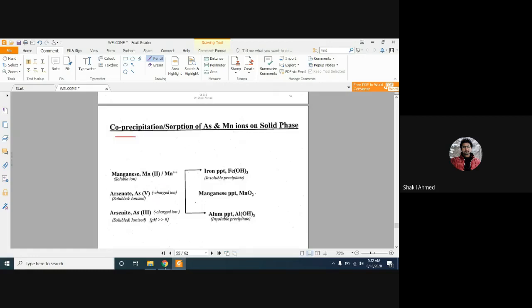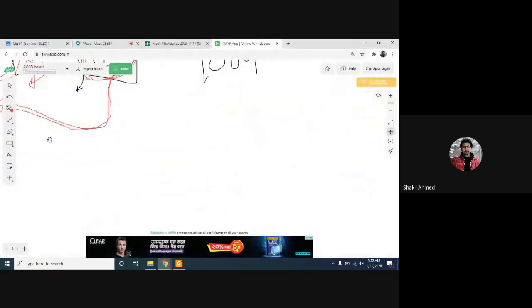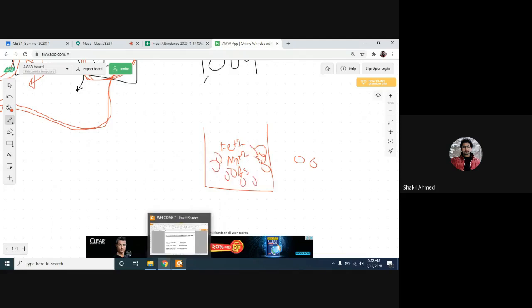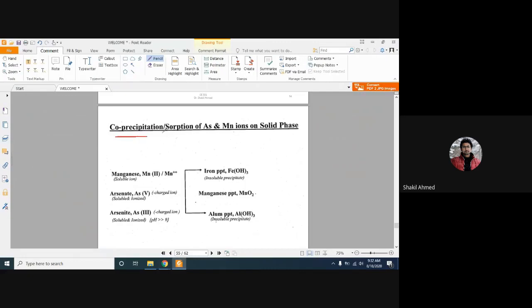Co-precipitation. Sometimes you have multiple pollutants in your water, like you have iron, you have manganese, you also have arsenic, everything. So in that case, you can co-precipitate in the filter media. They all can co-precipitate. Co means at a time, all together, simultaneously. Okay, so co-precipitation or adsorption of arsenic into solid phases.